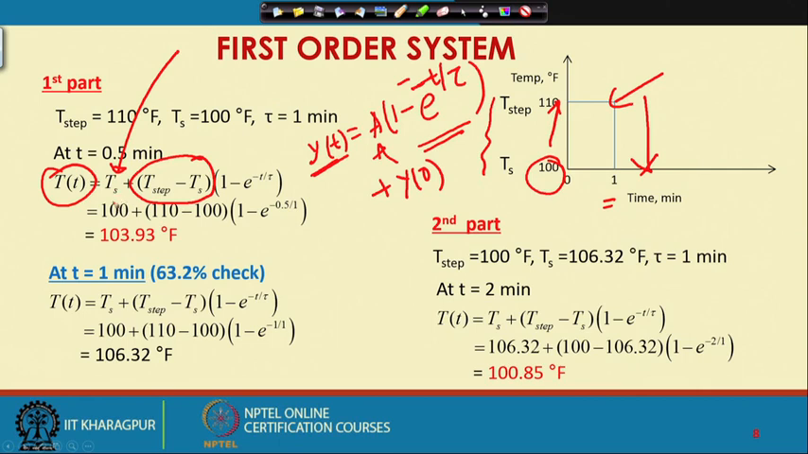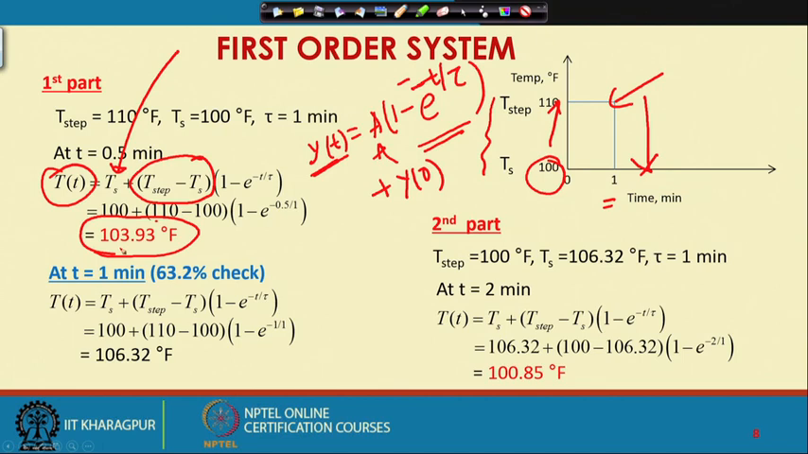So, you have all the information now. The initial temperature it was showing is 100, the step input of magnitude 10, 110 minus 100, and 1 minus e to the power minus 0.5 by 1. 0.5 minute is the time at which I want the response. So, this is computed as 103.93 degree Fahrenheit. So, this is the response at 0.5 minute.